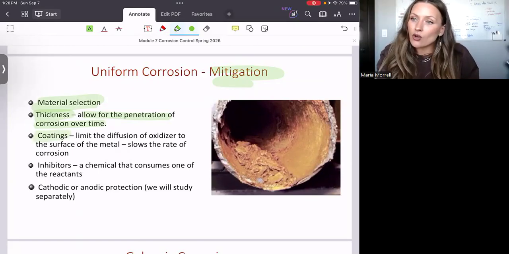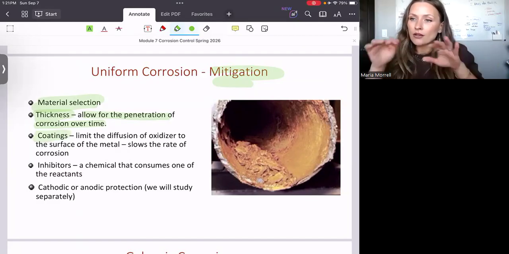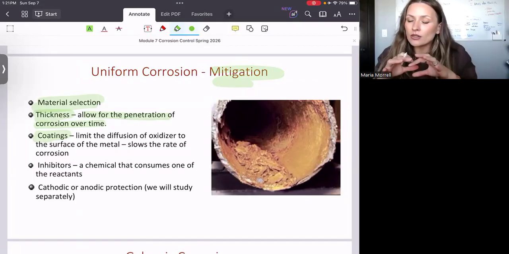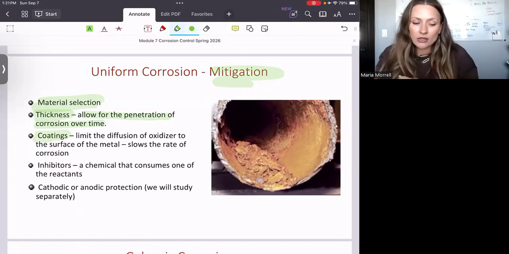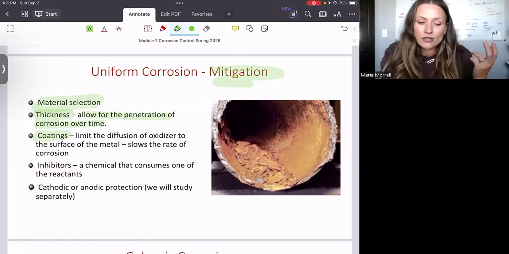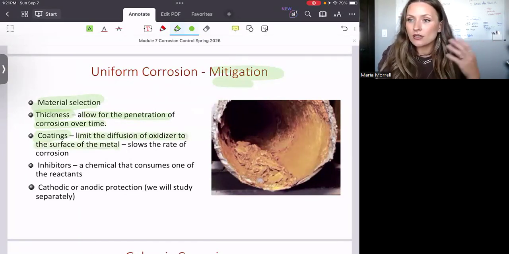Now you can apply coatings, right? And this could be either inside, it could be outside, right? Depending where the aggressive corrosive environment is. And the idea of the coating is to limit the diffusion of the oxidizer to the surface of the metal, right? Because the moment we do that, we slow the rate of the corrosion.